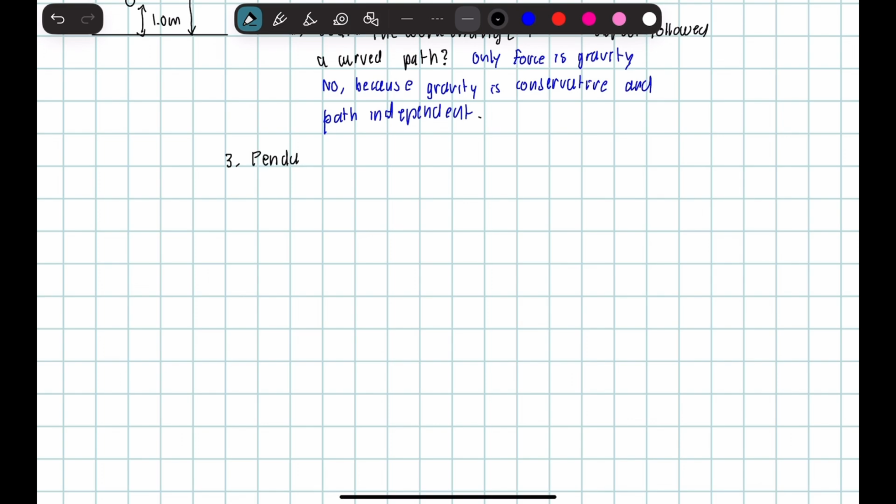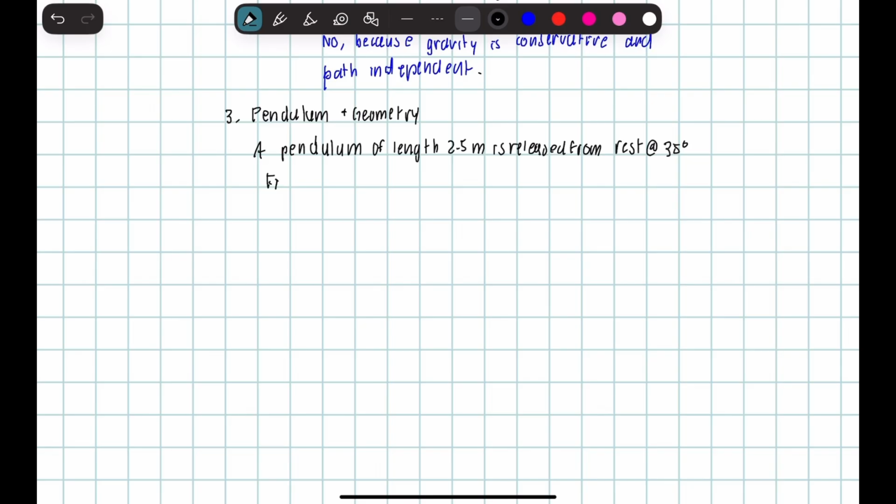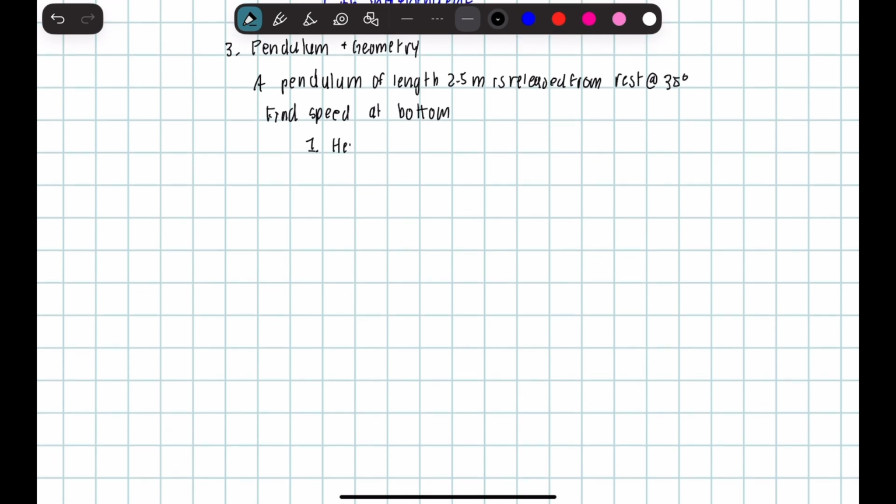Now let's say we have a question about pendulums and geometry. So let's say we have a pendulum of length 2.5 meters that is released from rest at 35 degrees. We want to find the speed at the bottom. So first, let's find the height.